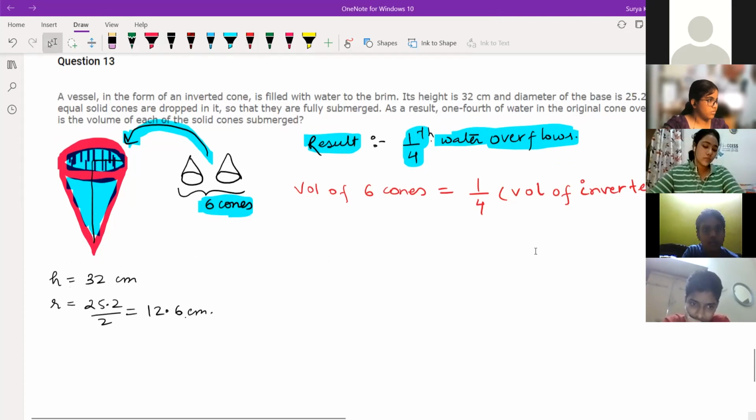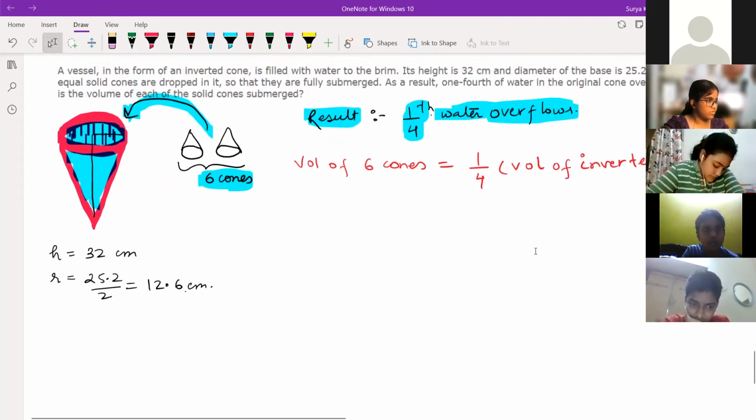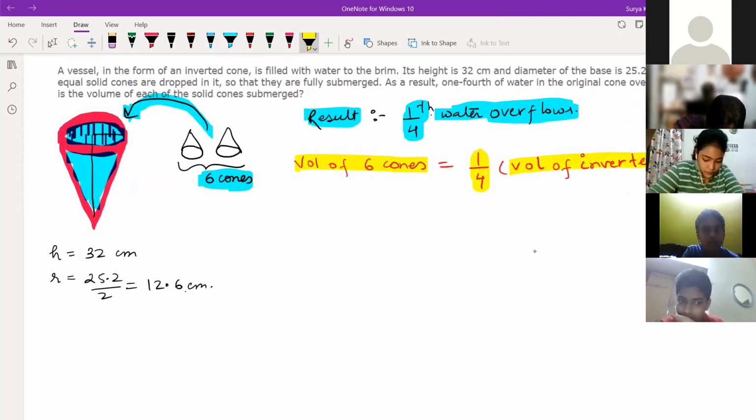So children, this which I've written in red color, did all of you understand this point? Volume of 6 cones is equal to 1/4 of the volume of the inverted cone. You understood or not? Yes, sir. Akshat? Sir, how is it 1/4? Because here they've given that 1/4 of the water is flown out.